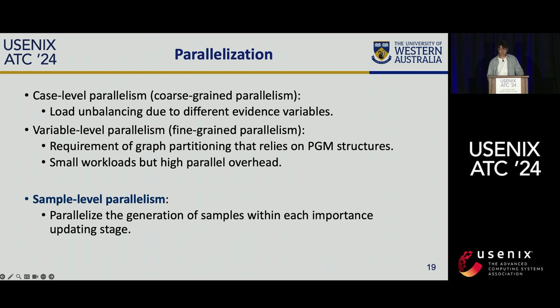Finally, we use parallel techniques to improve the overall efficiency. The most natural scheme is to parallelize different test cases because the test cases are independent of each other. However, it may cause a lot of imbalance issues because different test cases have different evidence variables, which greatly influence the workloads. Another scheme is the variable-level parallelism, which parallelizes the sample process of different variables.